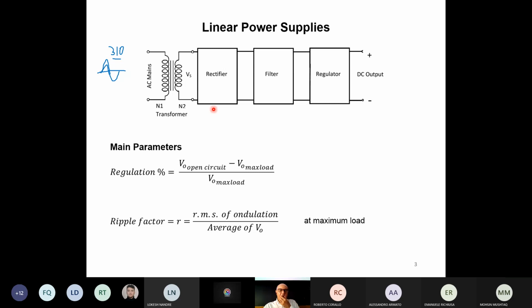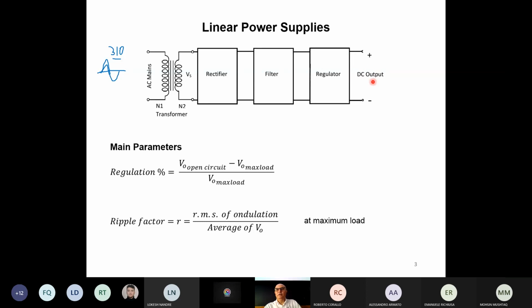In this picture here, actually we have 3 main blocks. The 3 main blocks are a rectifier, a filter, and a regulator. These are the 3 parts which make a linear power supply. It's a power supply because it gives you a DC output voltage.